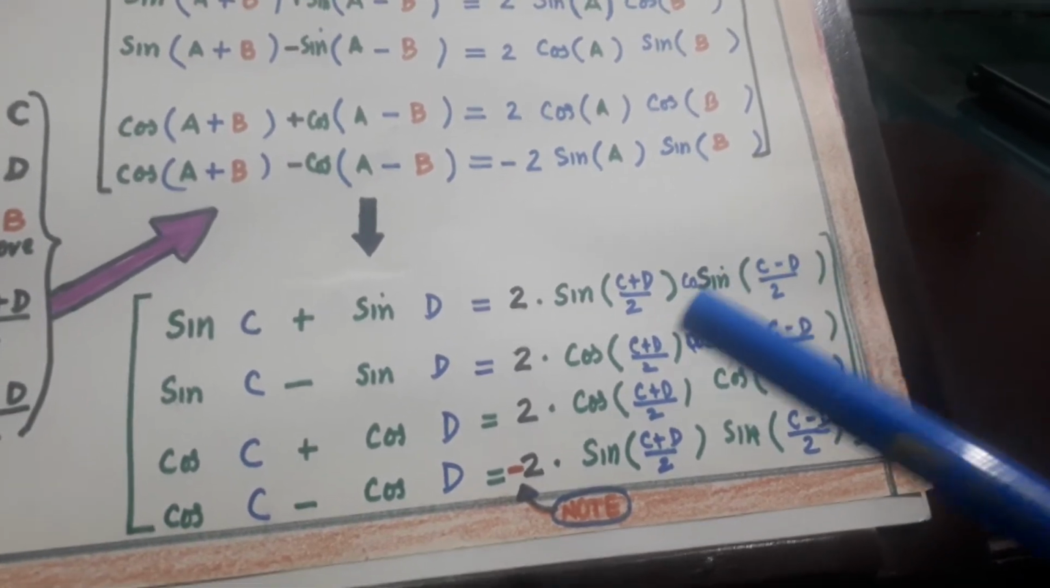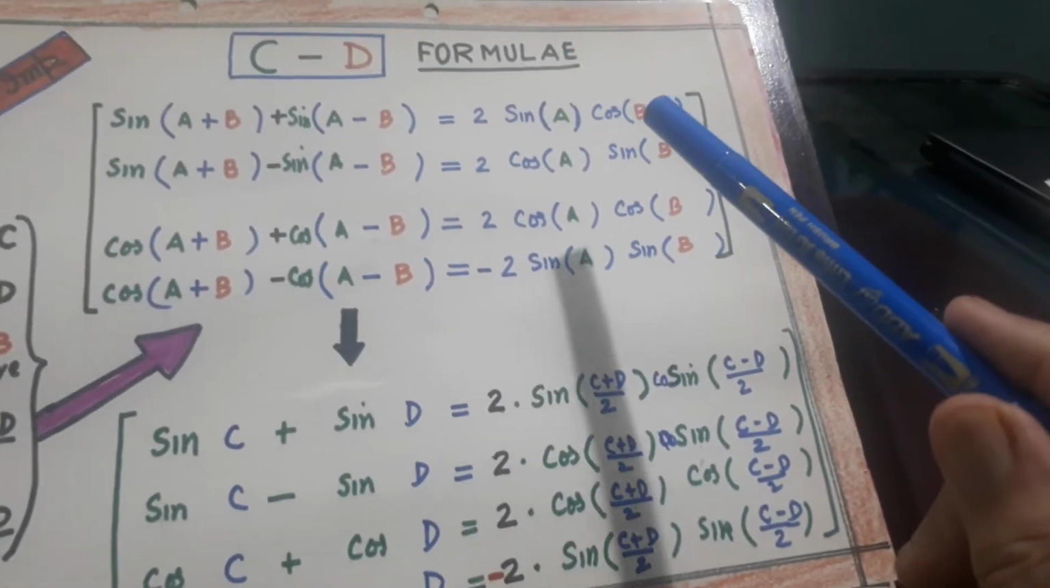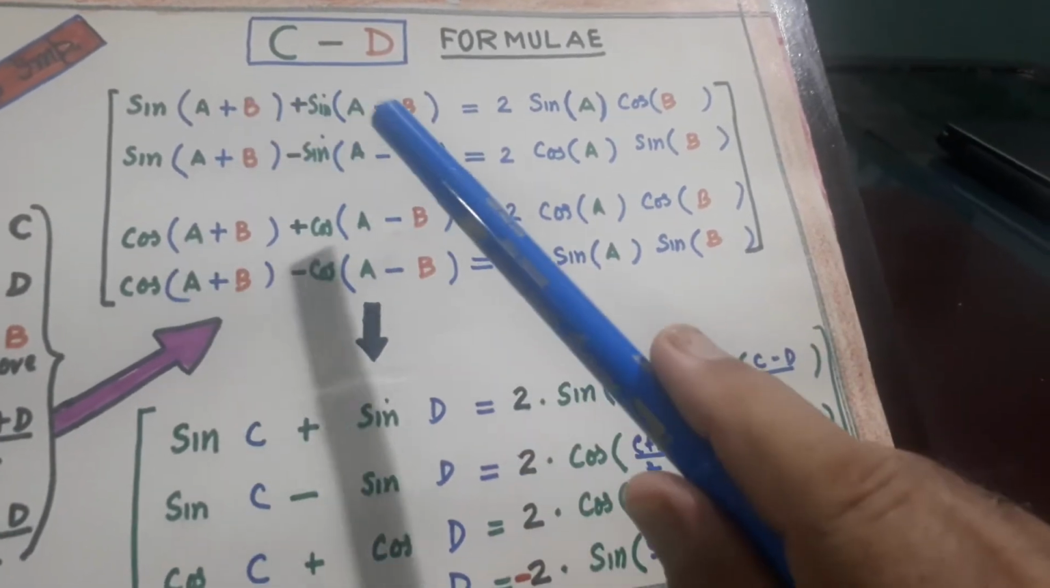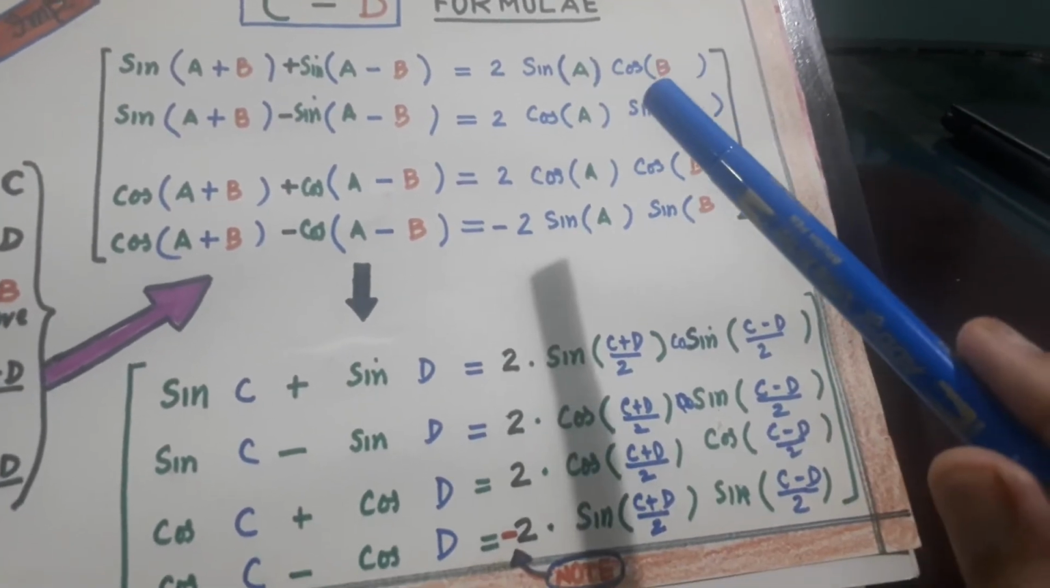cos C minus D by 2. We have to remember this one. Sin A plus B plus sin A minus B is 2 sin A cos B.